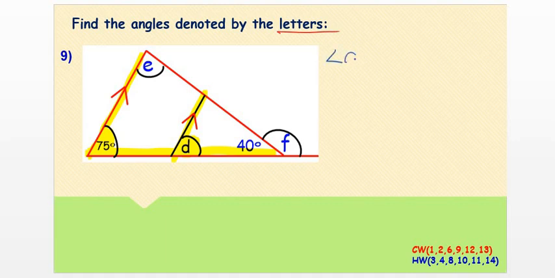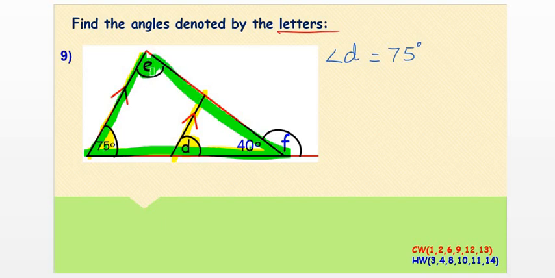So how can we find angle D? Angle D is equal to 75 degrees, and for the brief reason, these are corresponding angles, right? Now how can we find angle E? Here you can see that we have a triangle in which the three angles are 40, 75 and E. So how can we find the value of the third angle? I can subtract the sum of the other two angles, 75 and 40, from 180. Okay, we will complete it.